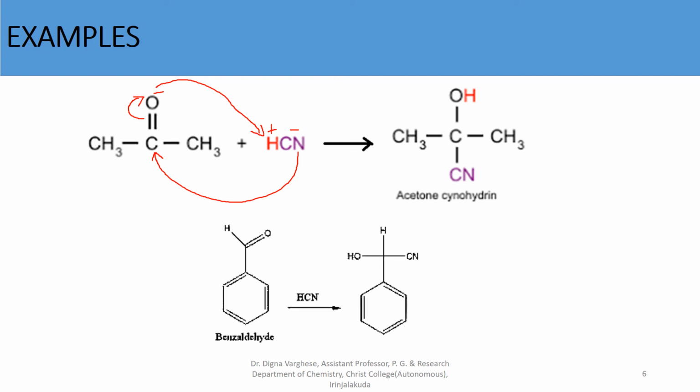The next example is benzaldehyde, which reacts with HCN. Here the negatively charged cyanide ion attacks the positive part of the carbonyl carbon, forming an alkoxide intermediate, which takes up the H plus from the reaction medium and forms the addition product, that is benzaldehyde cyanohydrin.